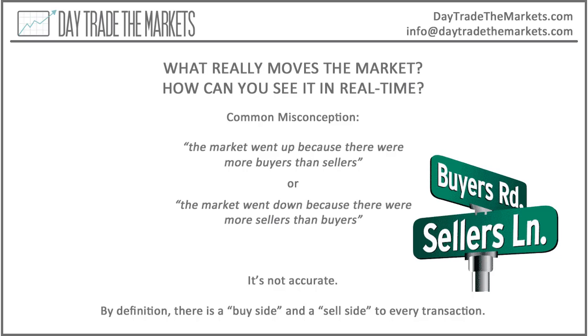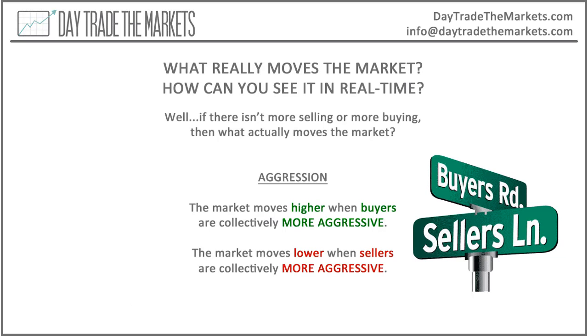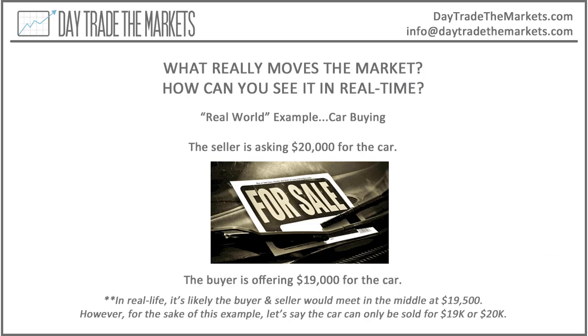And that is not true by definition, because we know that every time one contract is bought, there has to be one that was sold. Or every time 100 shares were bought, 100 shares were sold. So it's not about more buyers than sellers. It's about buyers or sellers collectively being more aggressive. So if buyers are more aggressive, price is going to go up. And conversely, if sellers are more aggressive, price is going to go down.